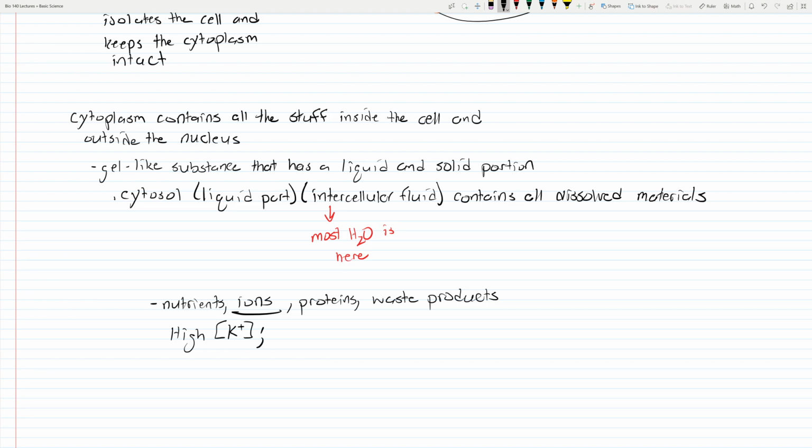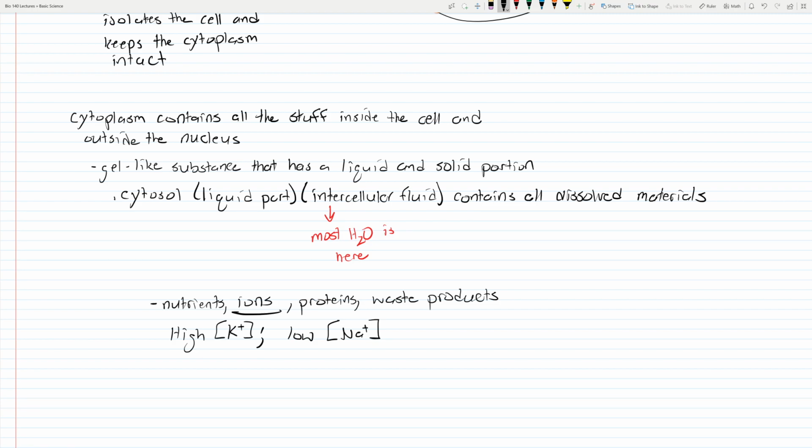High potassium inside of the cell. It has a low sodium concentration. Inside of the cell, the sodium concentration is low. Now you'll be like, well, high compared to what and low compared to what? The outside of the cell. The inside of the cell has a high potassium concentration compared to the outside of the cell. The outside of the cell has a low potassium concentration. The inside of the cell has a low sodium concentration when compared to the outside of the cell, which has a high sodium concentration.